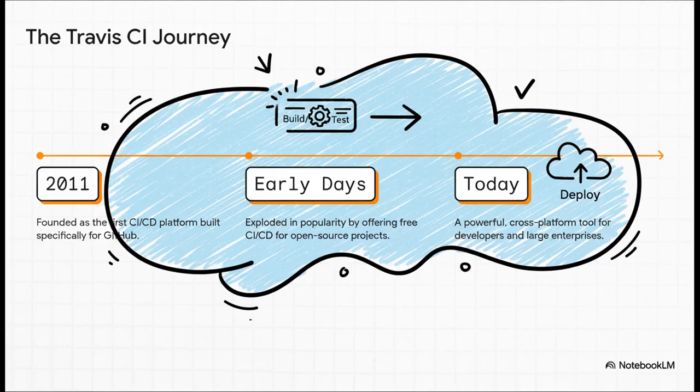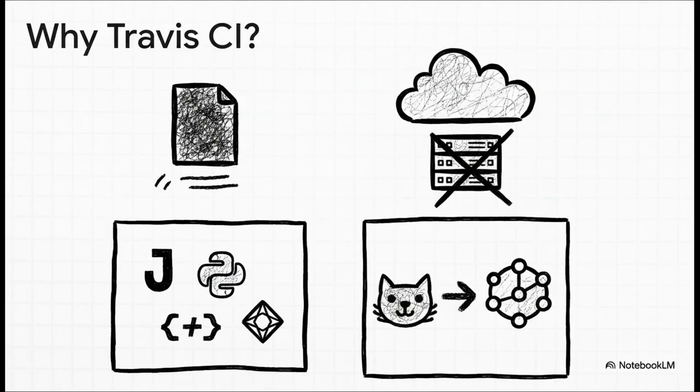And Travis CI was a true pioneer here. It was founded way back in 2011 as the first hosted CI platform made just for GitHub. And it just exploded in popularity, mainly because it offered its service for free to open source projects. It became an absolute staple of that community. And over the years, it's grown into this super powerful cross-platform tool that everyone from solo devs to giant companies relies on.